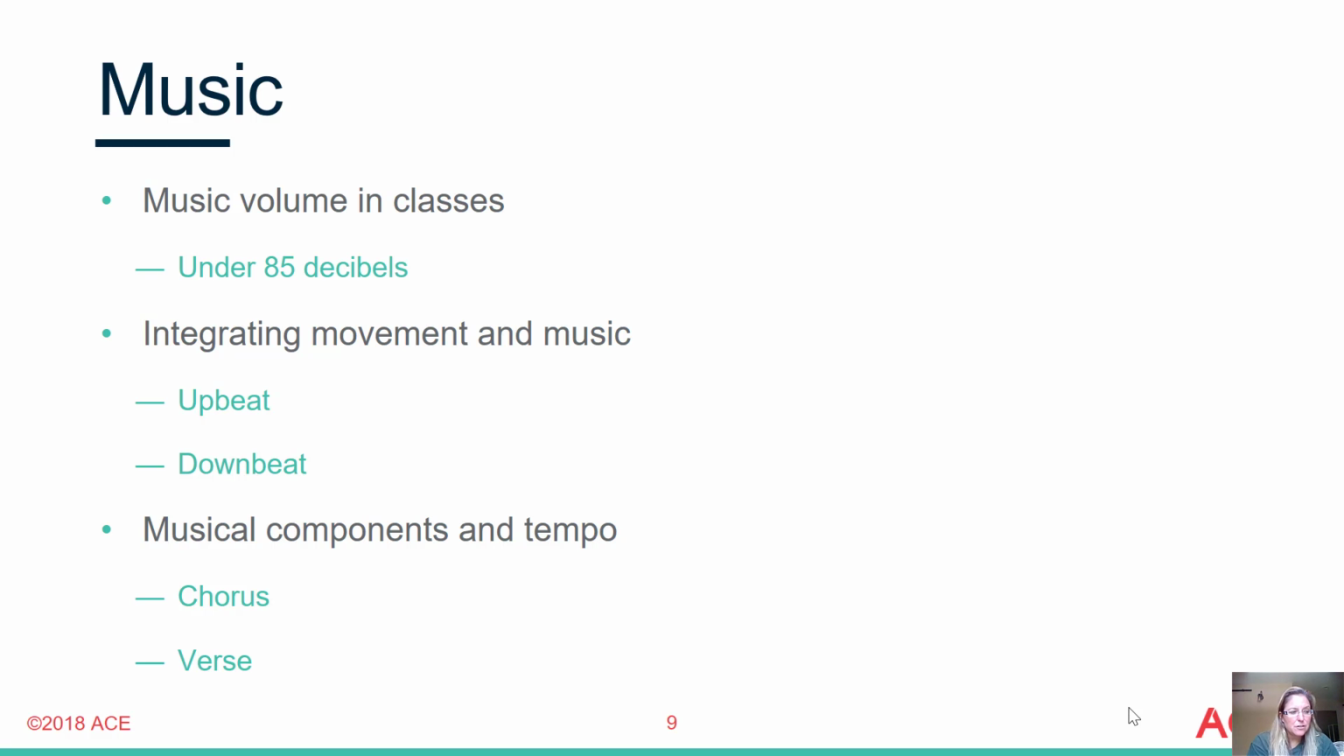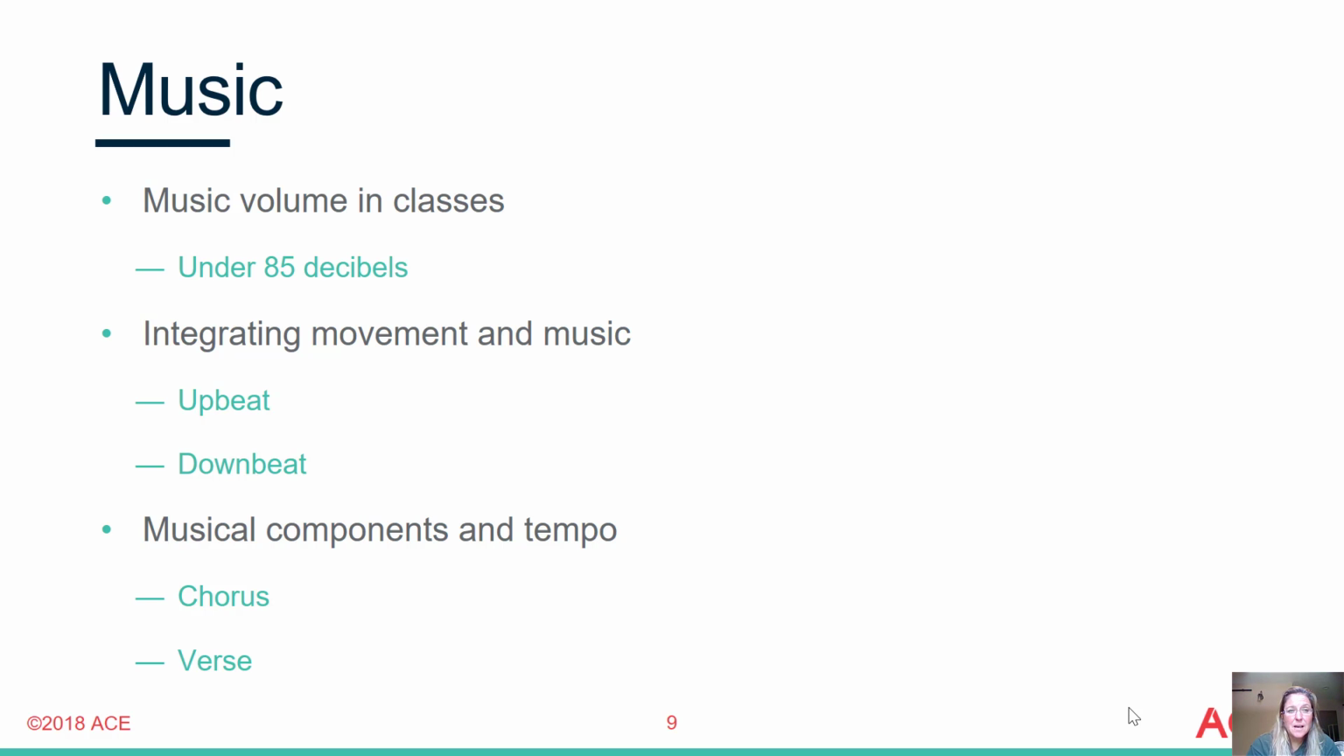As far as factors to consider when choosing music for your classes, ask your participants, what do they enjoy? What types of music? Is there a genre? Is there a specific type of music that they like to hear? And you can choose your music that way.